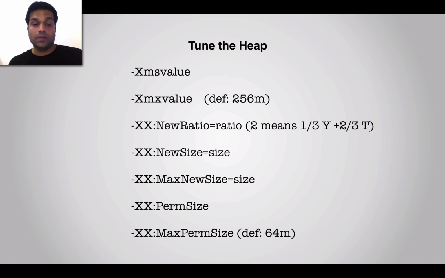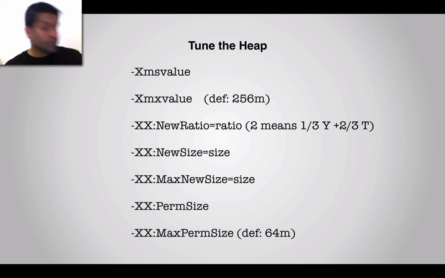XX:NewSize equal to size means how much memory you want to set aside for the eden space, and MaxNewSize, the maximum amount of memory you want to set aside for eden space. XX:PermSize is the perm gen size you want to define, how much memory of the heap you want to give for things like metadata and static objects and things like that. And next is MaxPermSize, how much maximum you want to give for perm gen. That is default 64 MB. So these are the parameters you would use to tune your heap, which indirectly would impact the way garbage collectors are running, right?